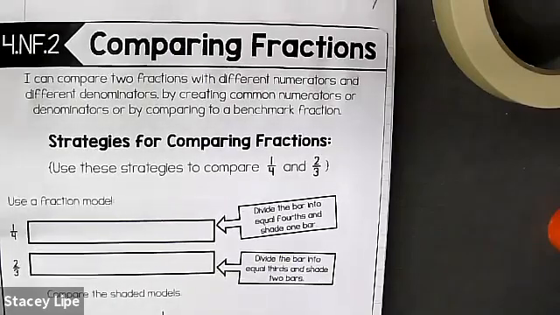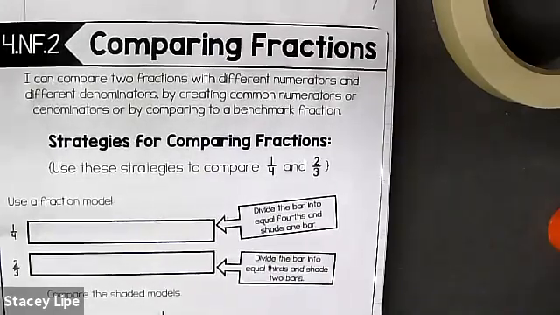So this states, I can compare two fractions with different numerators and different denominators by creating common numerators or denominators, or by comparing to a benchmark fraction. All right, so there are 3 strategies we're going to learn today. Ultimately, you'll probably use the find the common denominators. Strategy 2 is a good mental math strategy, and strategy 1 is good to make you see what it is, but it's actually not something you're going to use for life.